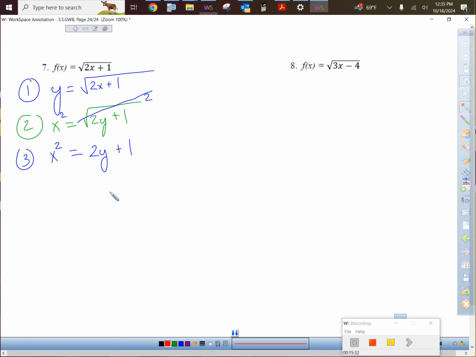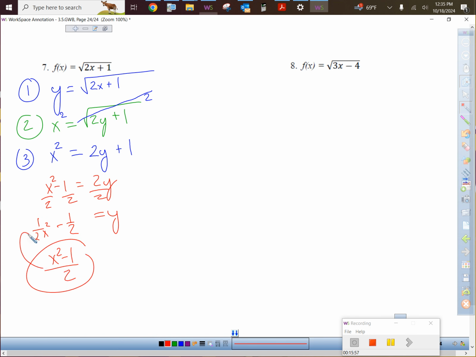Then we could solve for y by subtracting 1. We're just trying to get y by itself, so it's going to be x squared minus 1 equals 2y. And then you could divide everything by 2 to get that done. So that would be all over 2, all over 2, all over 2, like 1/2 x squared minus 1/2. It's also okay if you had x squared minus 1 all over 2. They mean the same thing. I just kind of like to split them up into two little pieces right there.